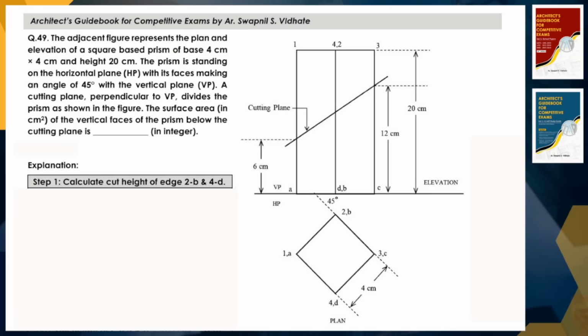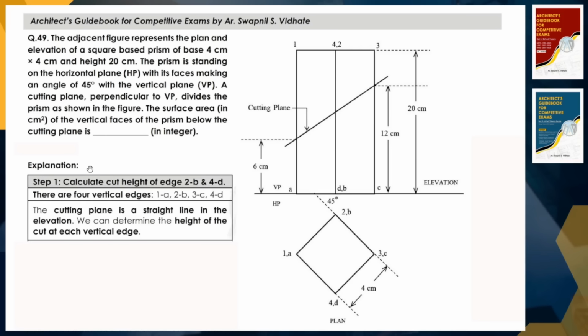Now the first step we will do here is, we need to calculate the height of edge 2B. This is the edge 2B and then edge 4D, right? They have mentioned here this is edge 1A, then this is 2B, and behind that will be the edge 4D, and the other visible edge is 3C. So because they have mentioned the height at the cutting plane for edge 1A as 6 centimeter, for edge 3C as 12 centimeter, we need to find out the cut height at edge 2B and 4D.